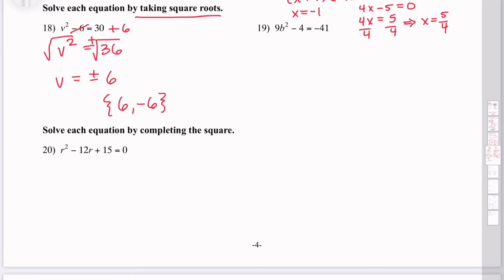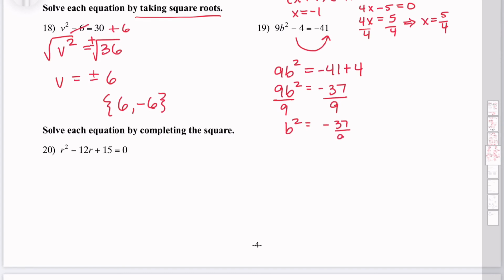For question 19, we want to do the same thing, isolate b squared. We're going to move over that negative 4 by adding it to the other side, leaving us with 9b squared equals negative 41 plus 4. 9b squared is equal to negative 37. Divide both sides by 9, leaving us with b squared equals negative 37 over 9.